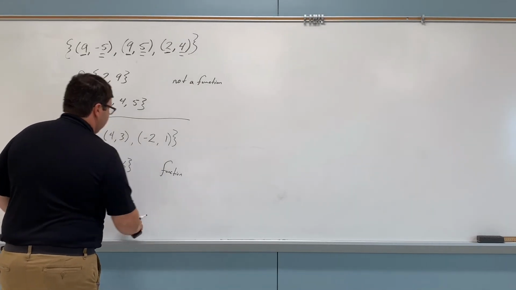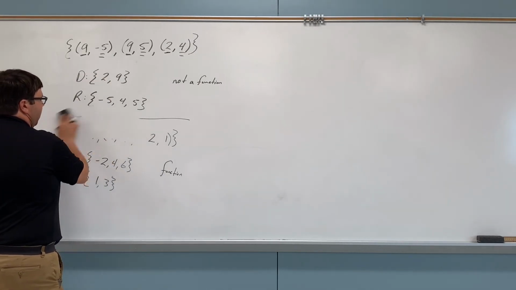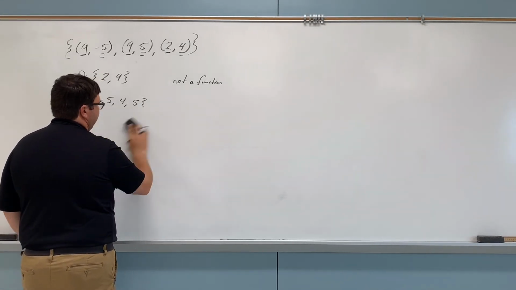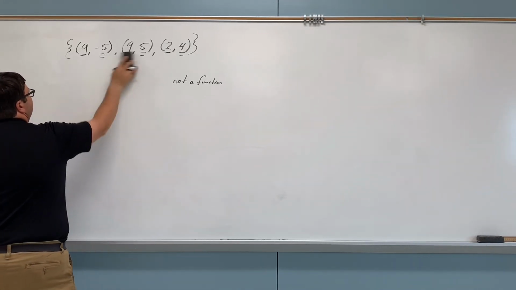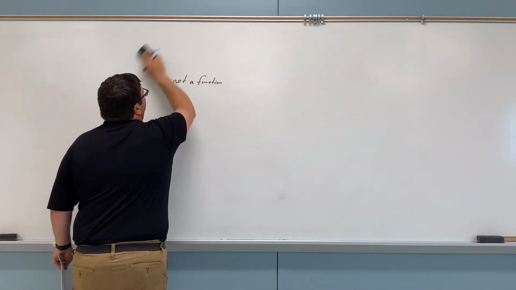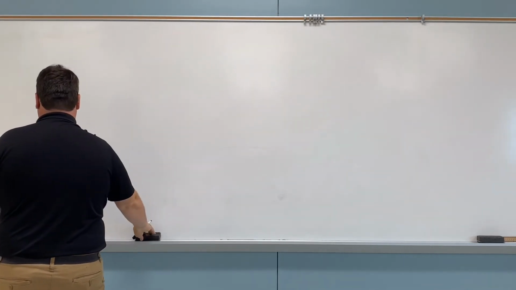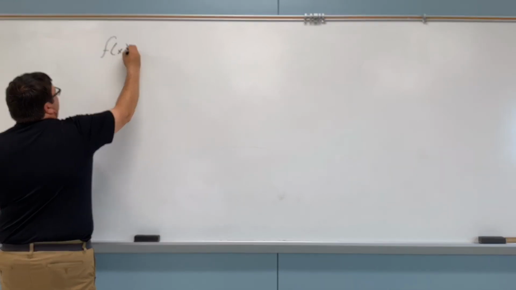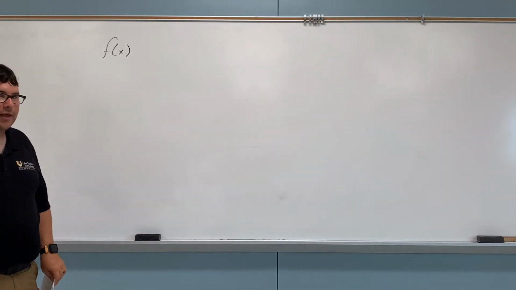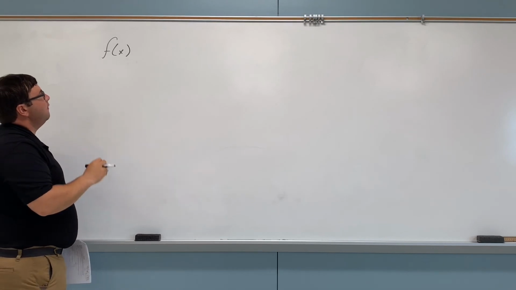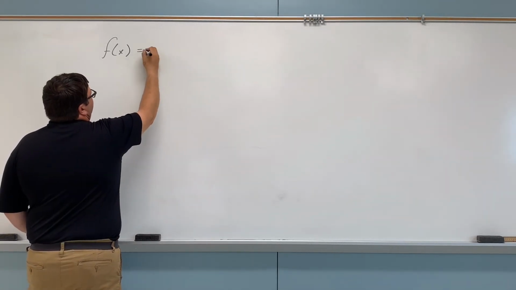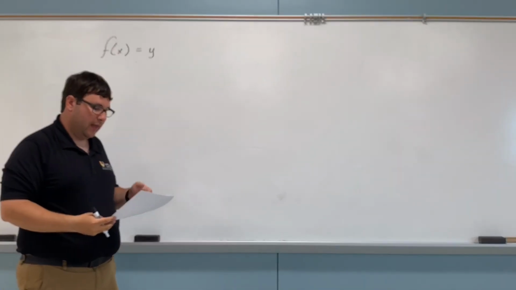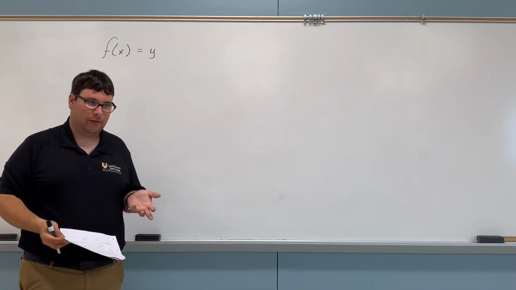Now, that being said, there is a very special way that we do function writing. And what we're looking at is something called function notation. Function notation looks really scary, but it's really easy. So it says f of x, and this is technically equal to y. Now, what does that actually mean for us?